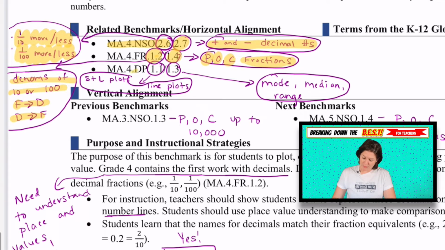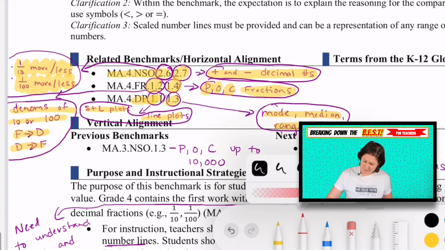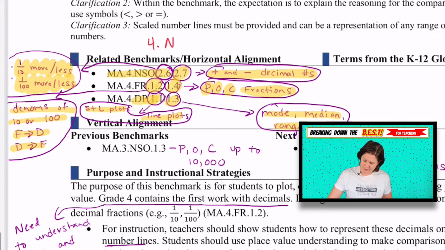And we also have some DP, data analysis and probability, where we have stem and leaf plots and line plots, and then also determining the mode, median, and range of numbers. Now, I was kind of surprised that the Florida Department of Education did not include the NSO.1.3. I'm going to write that one in there, actually. I'm surprised they didn't include it, but I'm also surprised I didn't. I would also say that this one right here definitely aligns to it. This is where we're plotting, ordering, and let me put the MA there first, sorry.